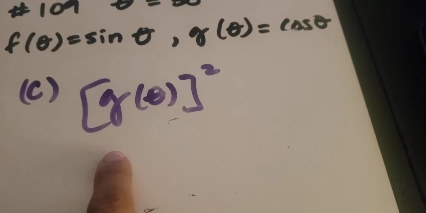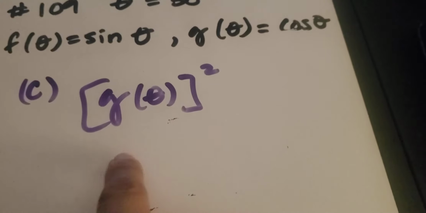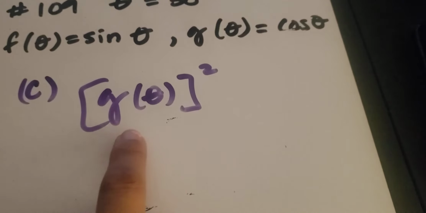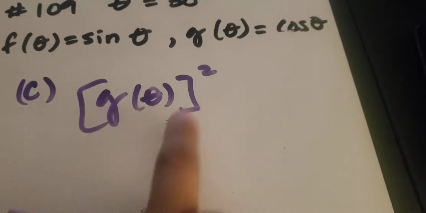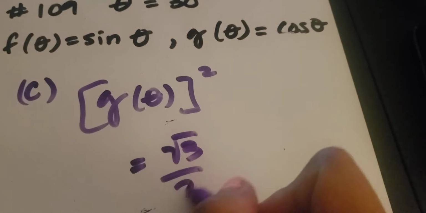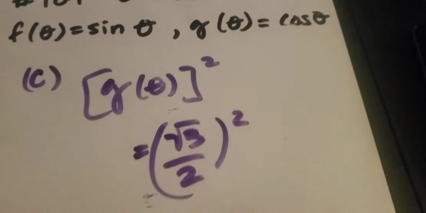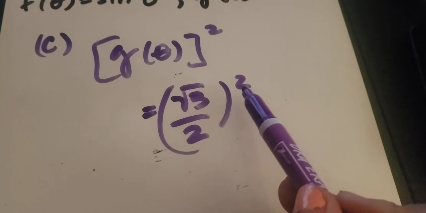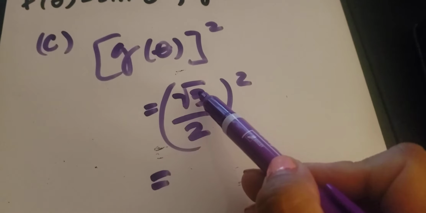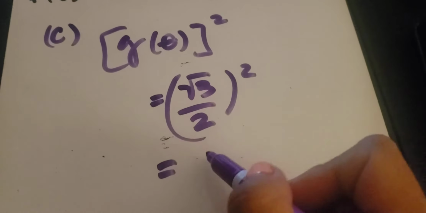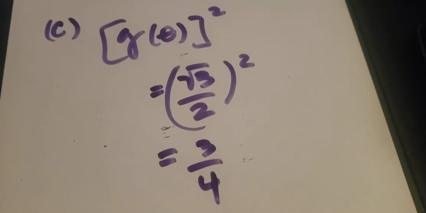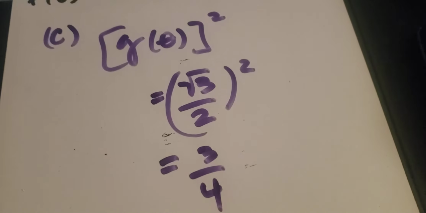Okay, part C is g of theta squared. Remember, this is the same as cosine 30 squared, which is the same as square root of 3 over 2 squared. When you square a fraction, all you have to do is distribute: square the numerator, square the denominator. So this will give you 3 over 4. And that's it. All right, so now we're going to do D, E, and F.